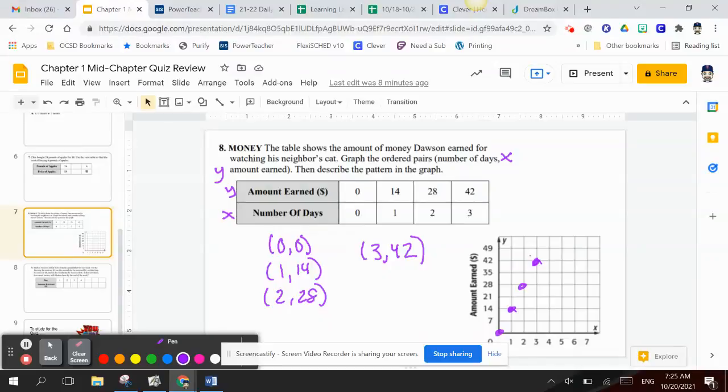So, in order to describe the pattern, again, for every 1 day, he earns $14. That's just simply telling you what is happening in the graph.